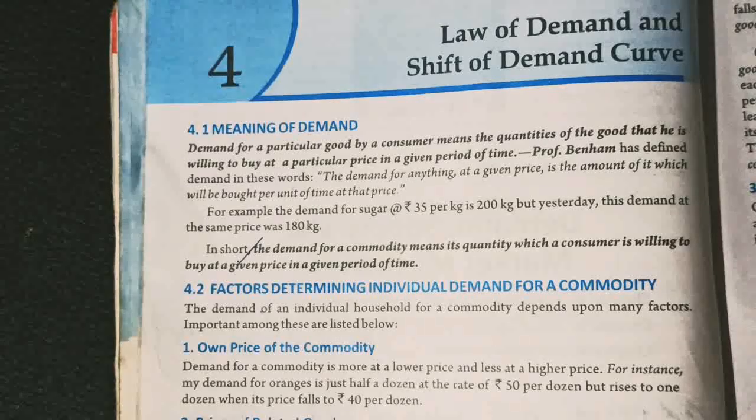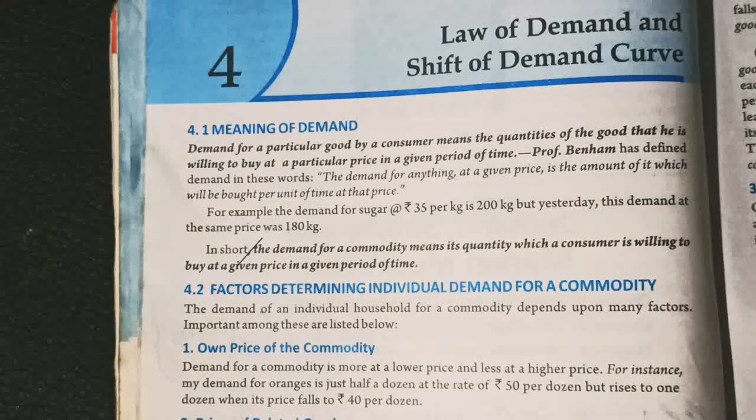So today we're going to discuss a very interesting topic from chapter 4, meaning of demand and its determining factors. Here, demand is a micro concept. It relates to an individual or a person. When we say demand, we mean a situation when a consumer is willing to buy a quantity of a good or a commodity at a particular price in a given period of time. That is demand itself.